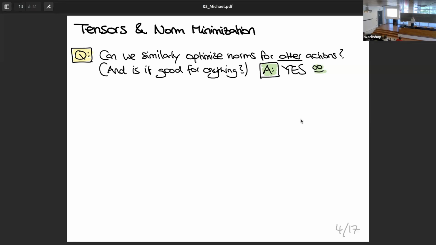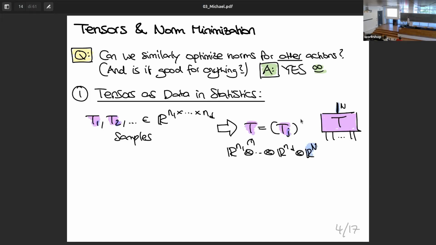You could ask, is this good for anything? So I want to briefly tell you two and a half examples that are different applications, but maybe that you find interesting. The first one will be very high level.